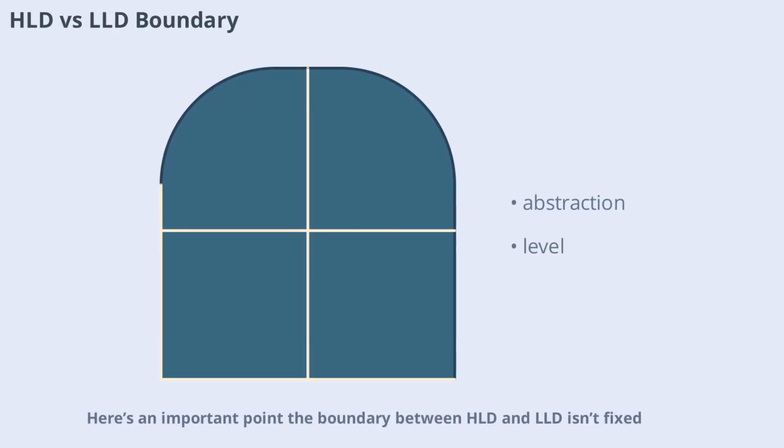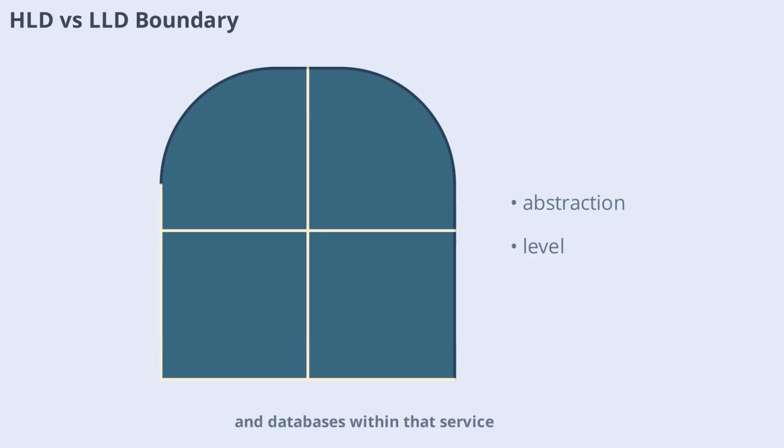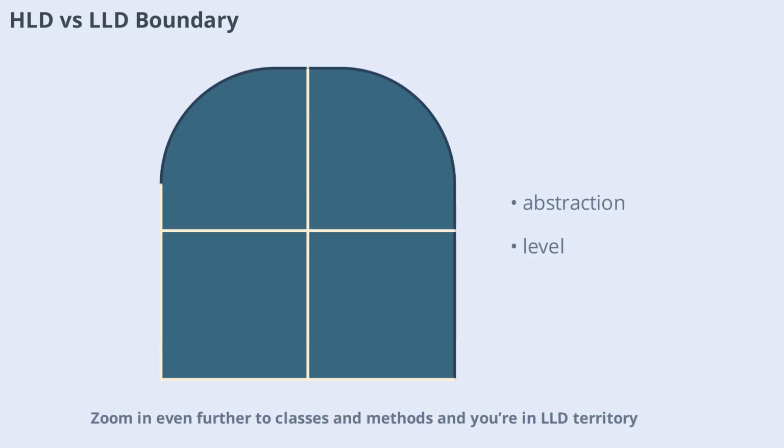Here's an important point. The boundary between HLD and LLD isn't fixed. For example, the order service might appear as a single box in your architecture diagram. That's HLD. But if you zoom in and start discussing controllers, repositories, and databases within that service, you're moving into the HLD of the order service itself. Zoom in even further to classes and methods, and you're in LLD territory. The distinction depends on your level of abstraction.